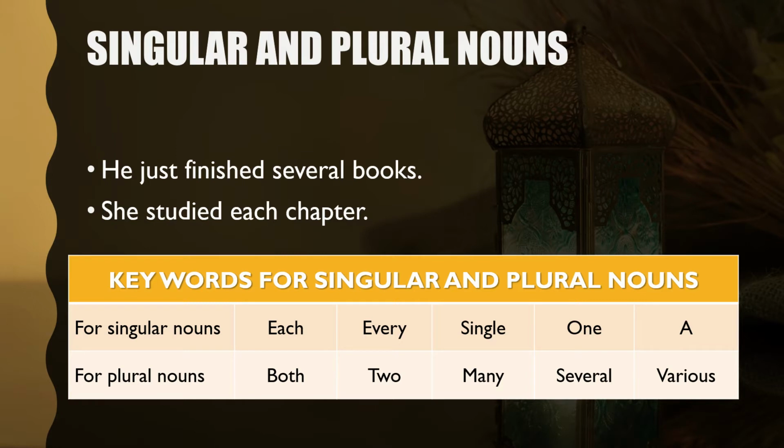Now for plural nouns, the keywords are both, two, many, several, and various. After these keywords, the noun must be in plural or with s. Or if the nouns are in irregular forms, they must be like children, women, men, and so on.